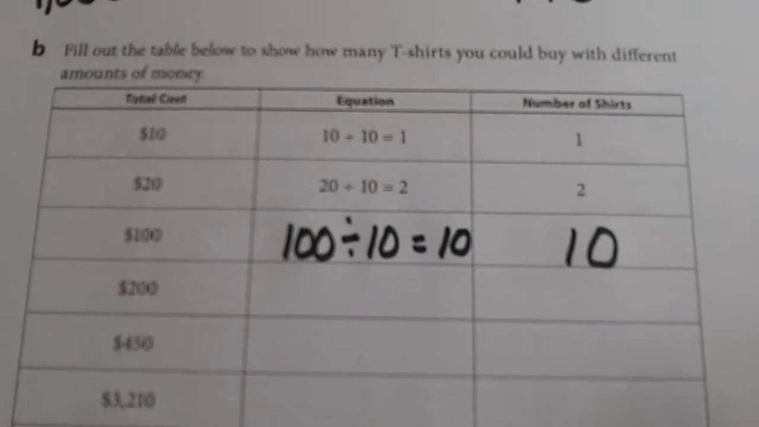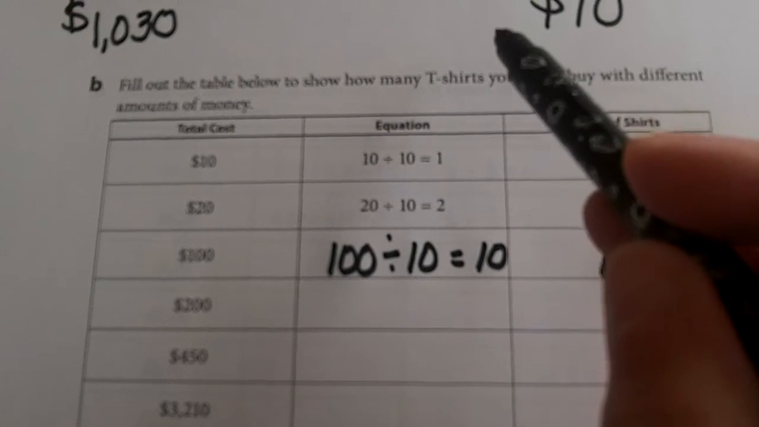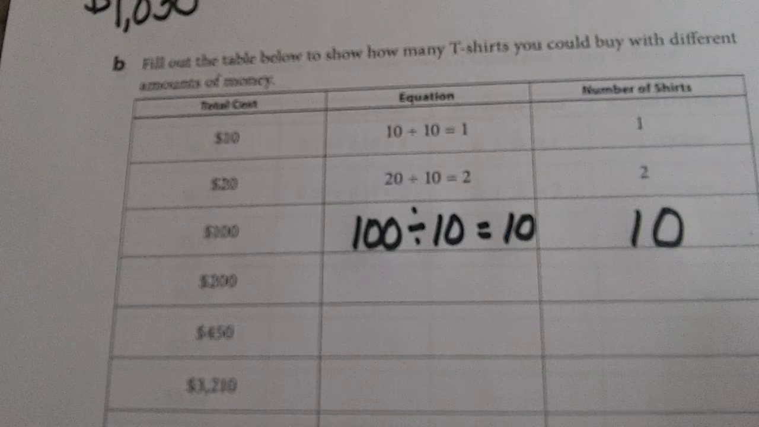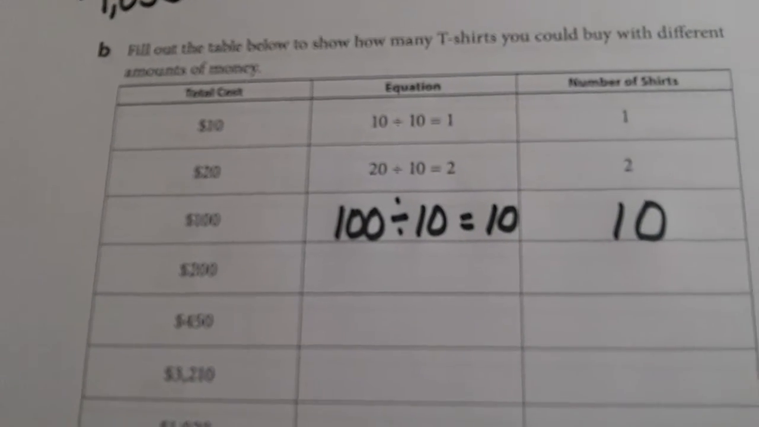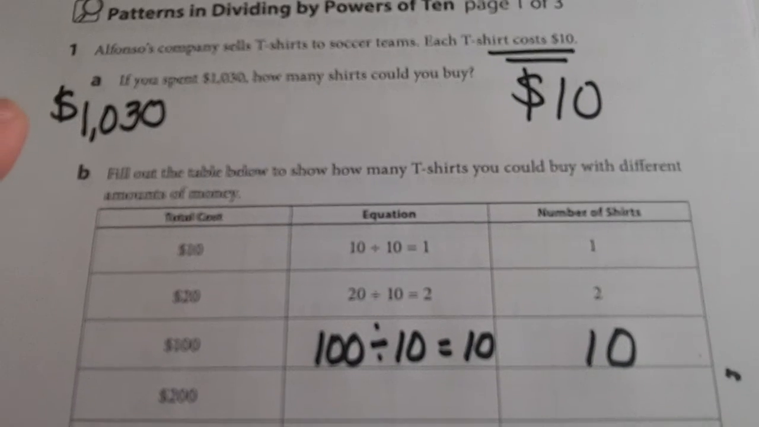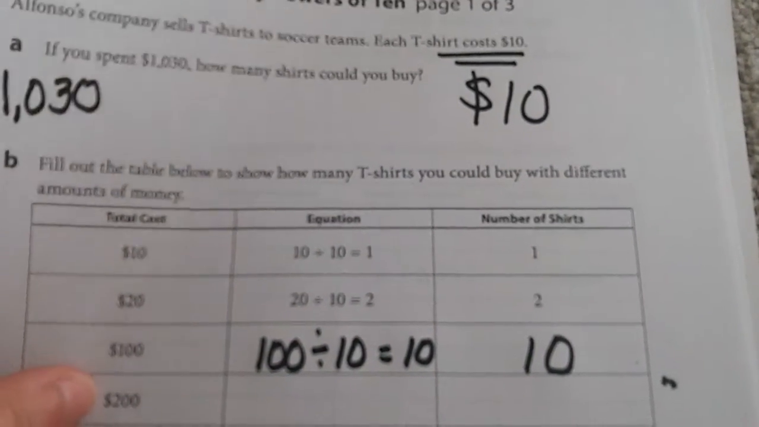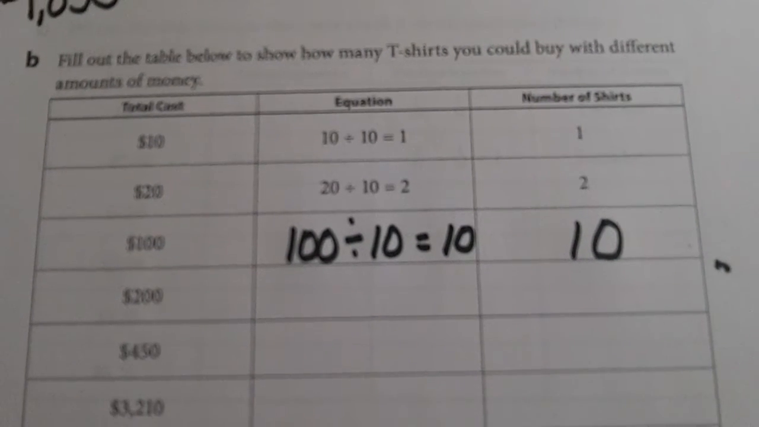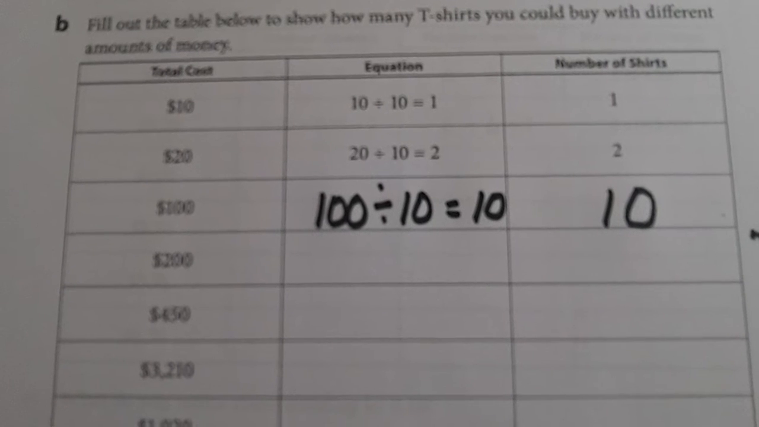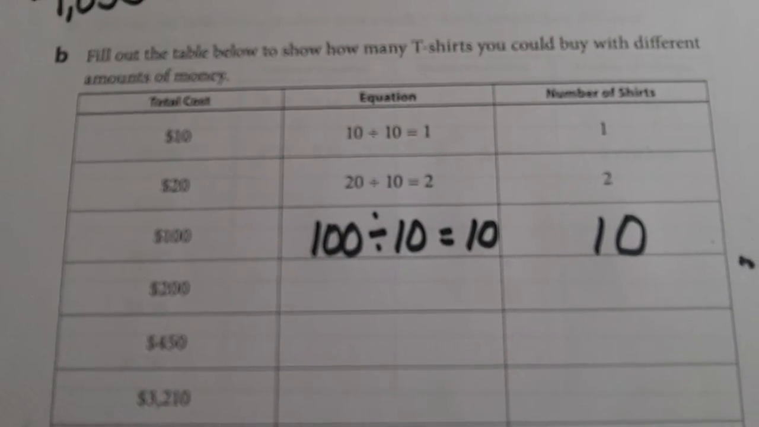So some of you might actually want to do this table first before figuring out question 1A to help you in your calculations of how much you spent and how many t-shirts you could buy for $1,030. And then you'll continue on with a couple other different problems like this with dividing and seeing how, of course, your numbers will get smaller with this.